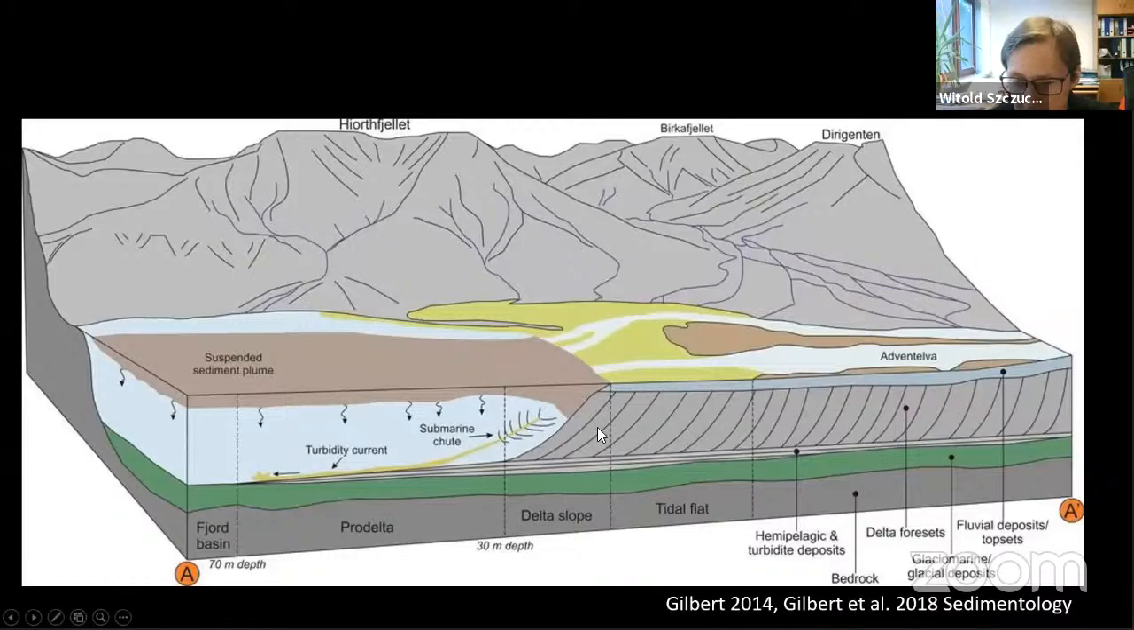We know that there are some kind of turbidity currents, but we have mostly indirect evidence. And from this point of view, it's a relatively poorly studied system because most of the studies focus on sedimentation from suspended sediment plume.